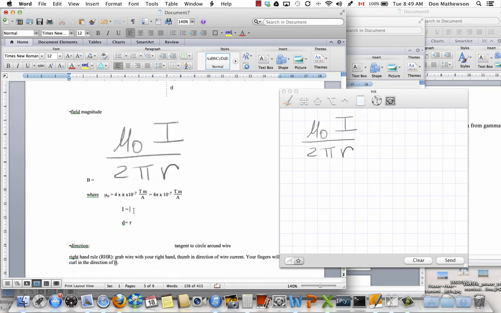Now, I is, of course, the current, and that's in amperes, or amps, and R is the perpendicular distance from the wire. And that's going to be in meters. Oops, meters, there we are. And I misspelled perpendicular. There we are.